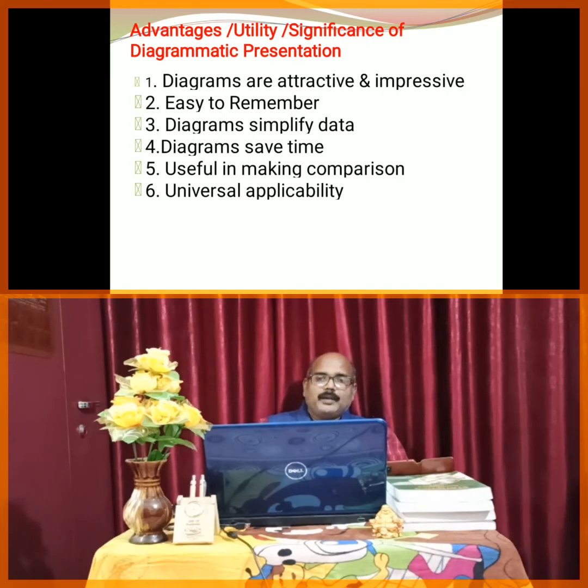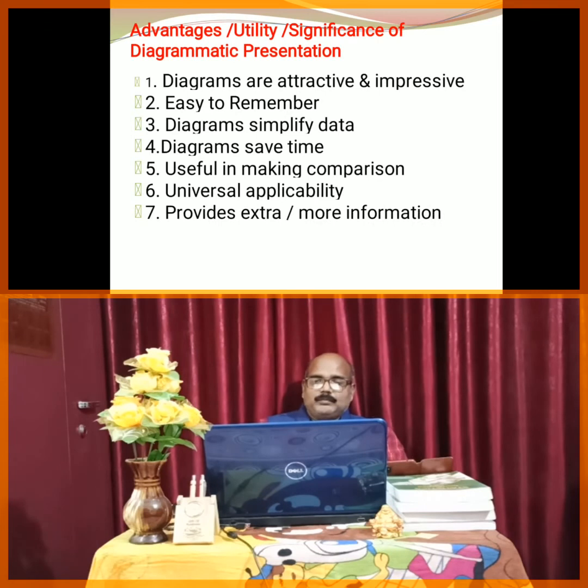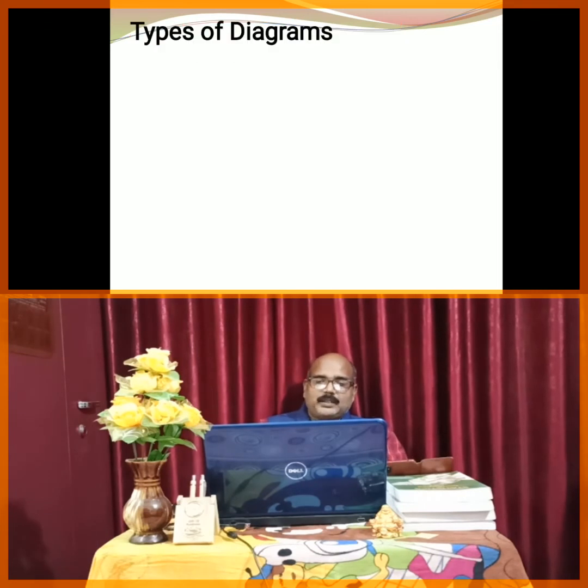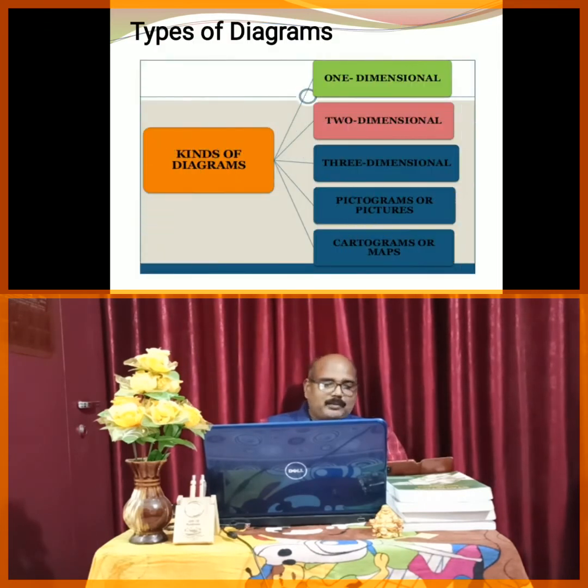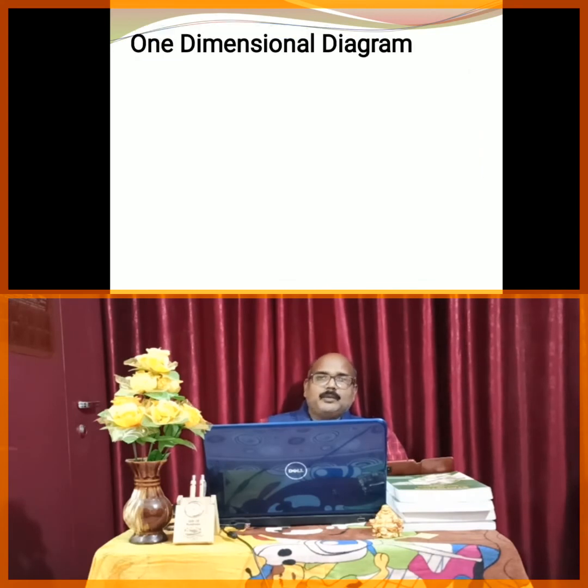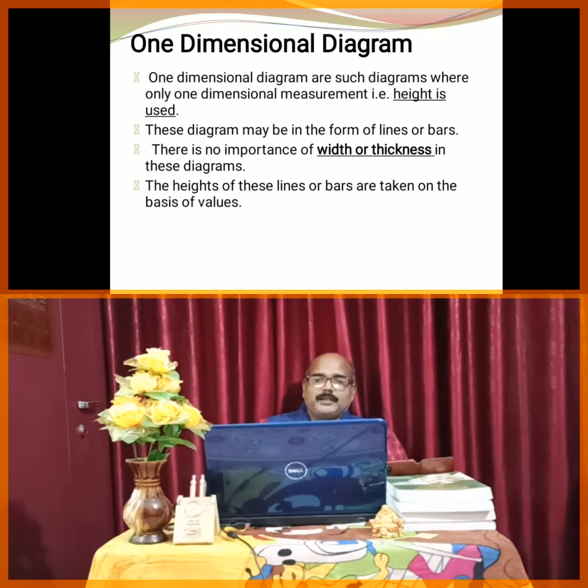Next are your types of diagram: one dimensional, two dimensional, three dimensional, pictograms and cartograms. Now, the bar diagrams are called one dimensional because only the height of the bars is taken into account, or the length of the bars is taken into account. The width or the thickness of the bars doesn't matter.